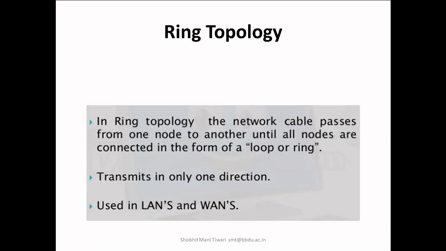Now come to the next, which is ring topology. In ring topology, the network cable passes from one node to another until all nodes are connected in the form of a loop or in the form of a ring. As the name suggests, we will have many connecting devices connected in the form of a ring or loop. Transmission of information is in one direction, and it is highly useful in LANs and WANs, wide area networks.